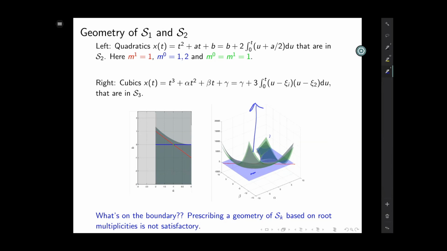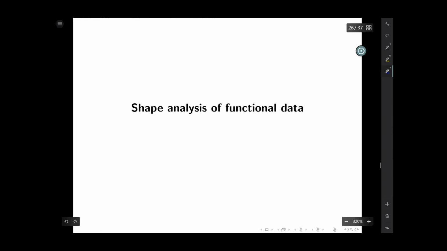But that boundary is fairly fat in some sense. There are too many functions there. So by restricting to Morse functions, we really make the geometry quite complicated. So it's not really satisfactory from that perspective in terms of prescribing a geometry to the shape space by using the multiplicities. But I think it's a useful start. It gives us some ideas as to how we can use results from algebraic geometry. Right, so that concludes the first part. I'll quickly run through the second part unless anyone has a question.